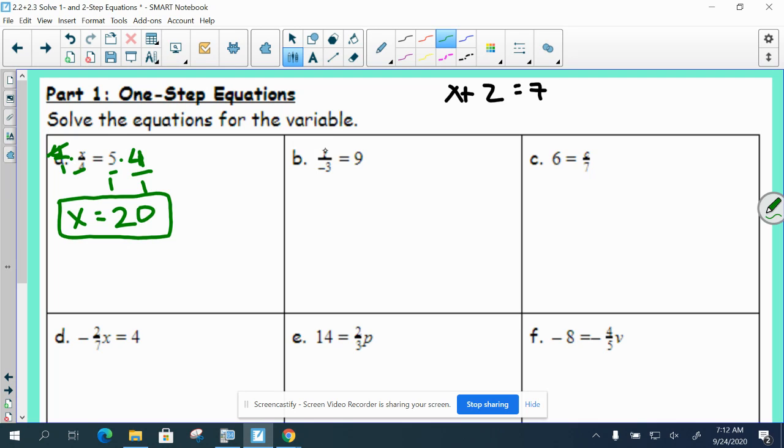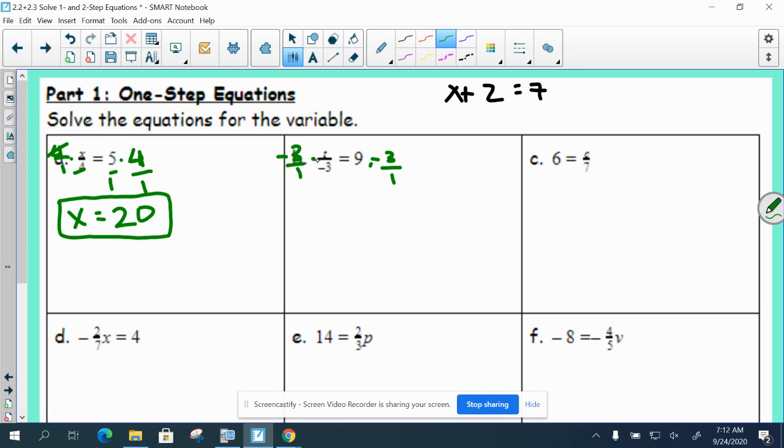For part B, we have t over negative 3 is equal to 9. So it's the same exact example, just different numbers, and I threw in a negative sign. So what we're going to do is multiply both sides by negative 3. It's important to include the negative, and don't forget. So whenever you see a negative, your radar should be going off, like radar. I see a negative sign.